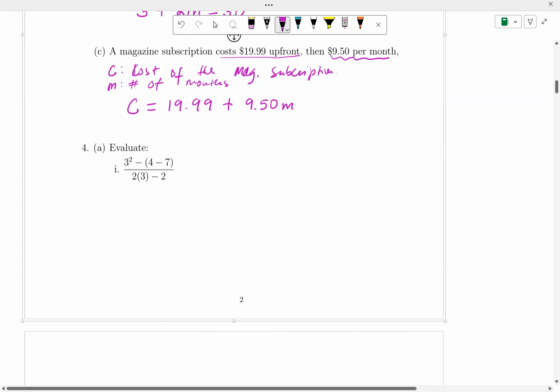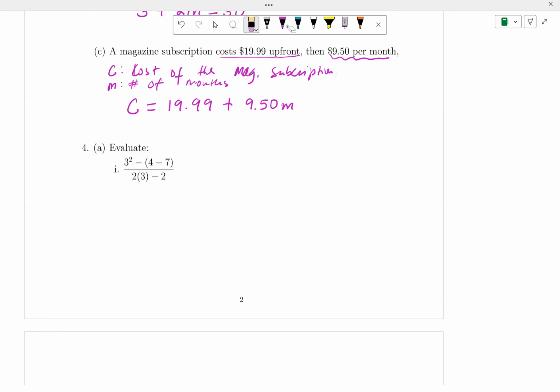You're being asked to evaluate this expression right here. So evaluating just means work it out using PEMDAS. So 3 squared is 9 minus, well, let me actually write PEMDAS out so I can maybe remind you what that stands for. Parentheses, exponents, multiplication, division, addition, and then subtraction. As a quick reminder, if a question only has multiplication and division, you go left to right. And if a question only has addition and subtraction, you go left to right.